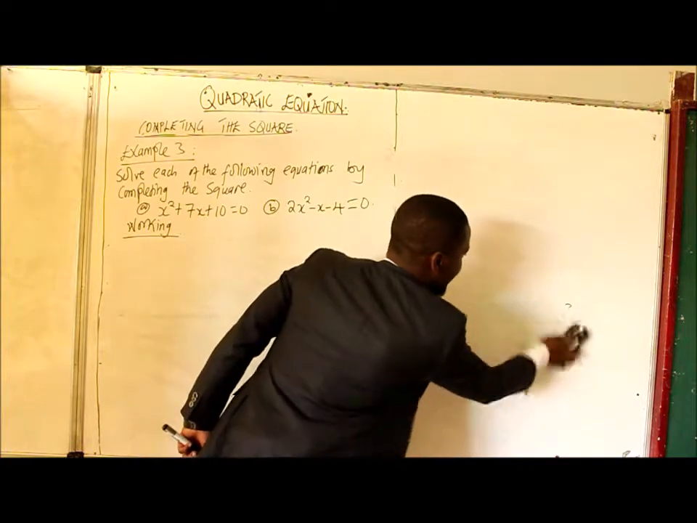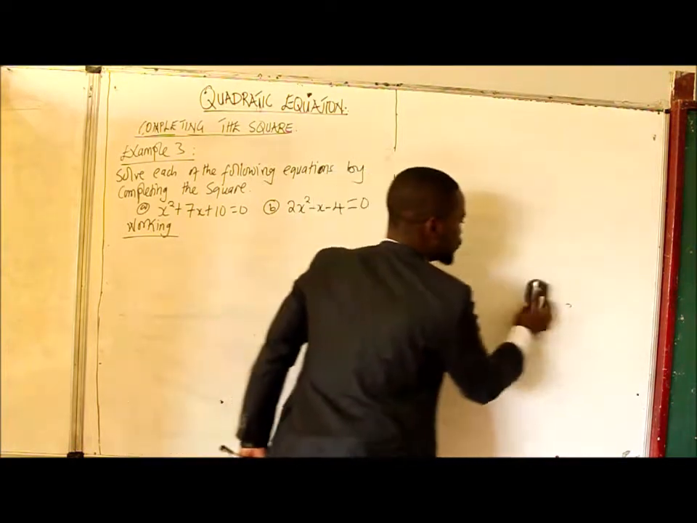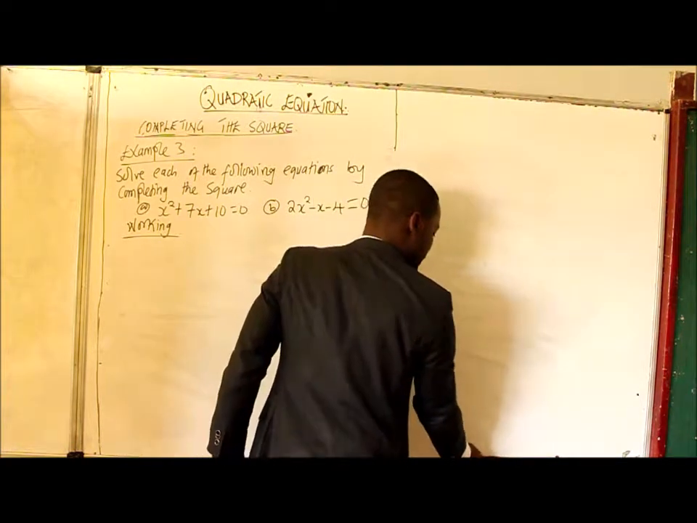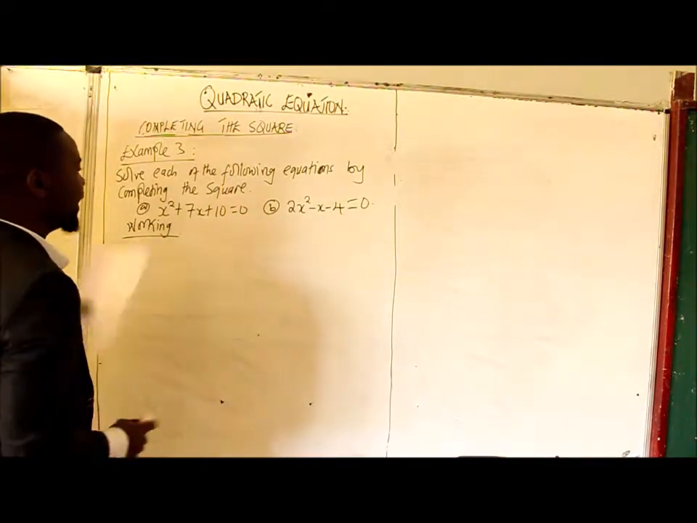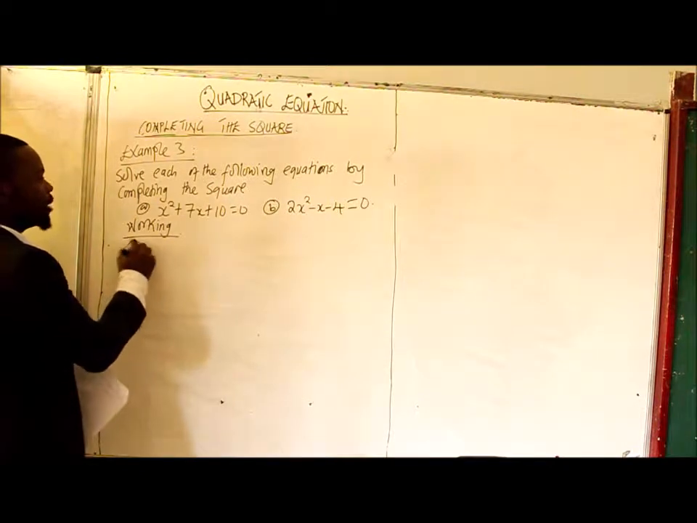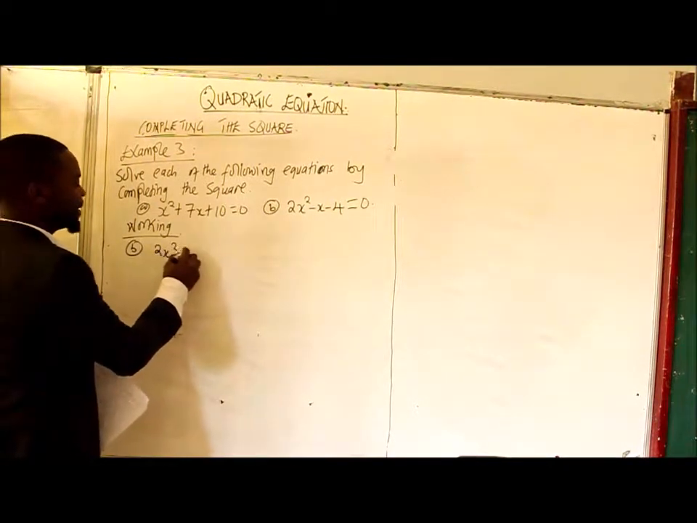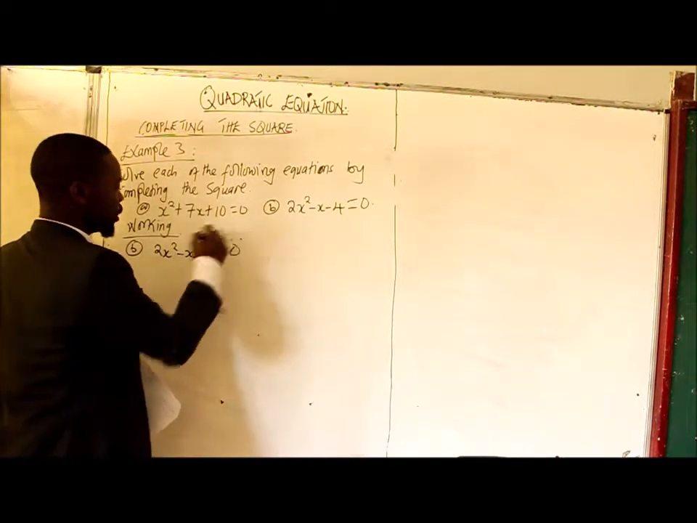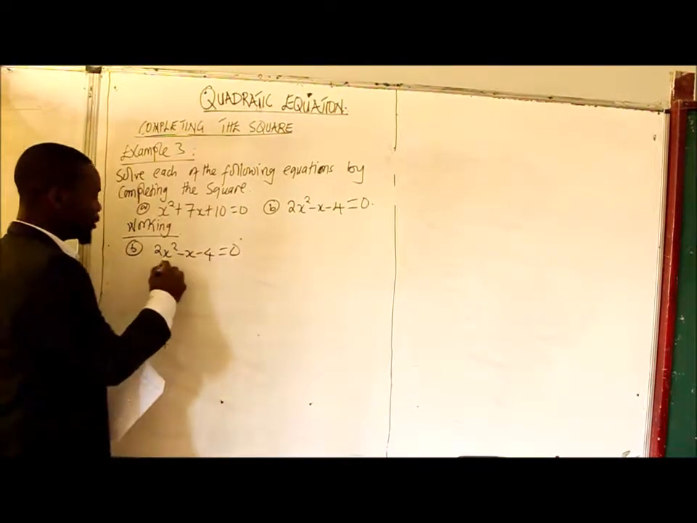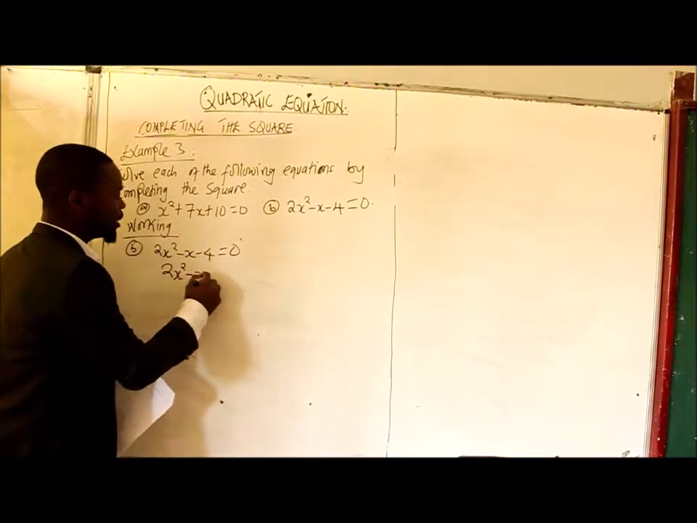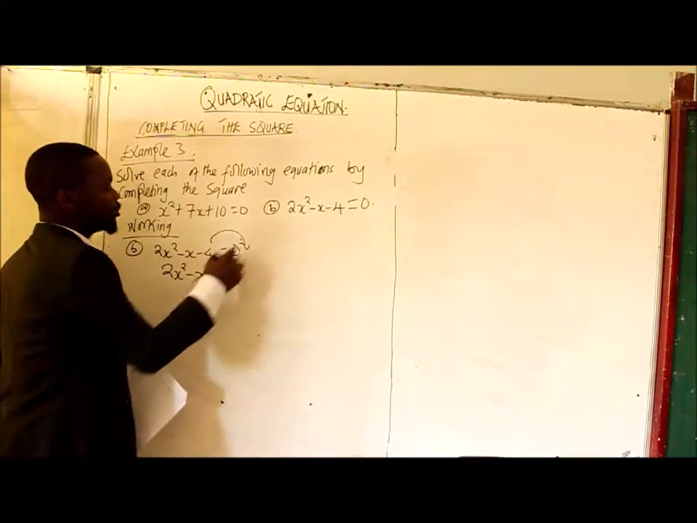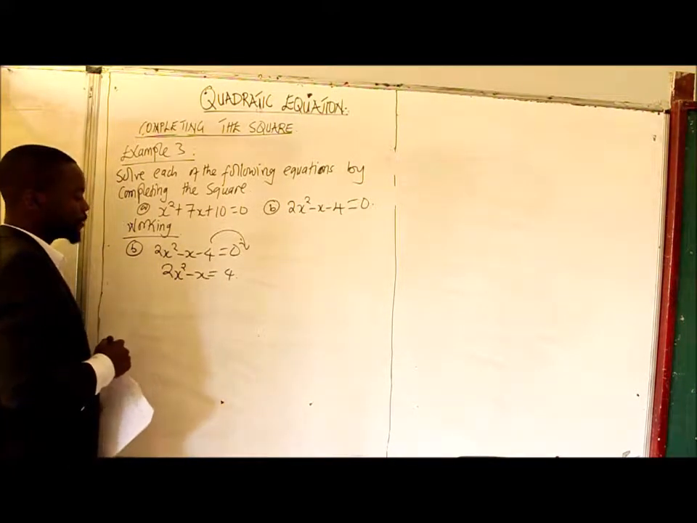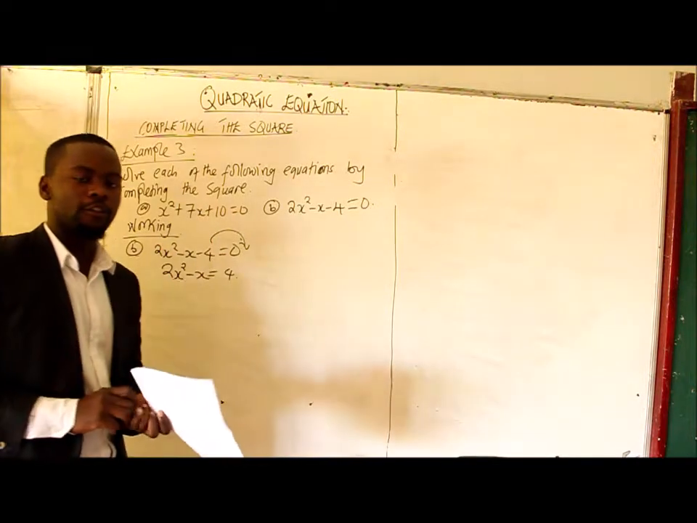Okay, so make sure that you understand the steps which are used to solve a quadratic equation by completing the square. So, B says you have got 2x squared minus x minus 4 is equal to 0. As usual, the first step is you make C cross the equal sign to become positive 4. So you make negative 4 come this side to become what? Positive 4.